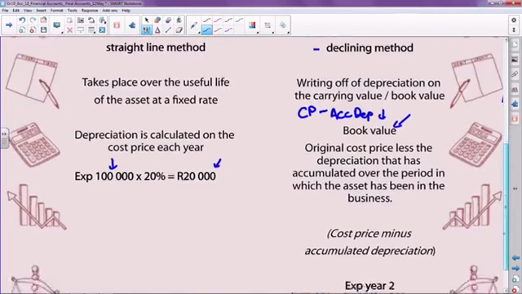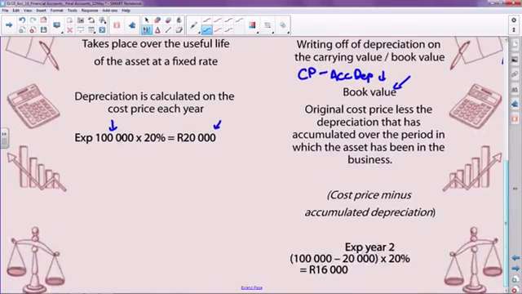Now, just to show you a method, say for example year 2, and we're using the same cost price for equipment, a cost price of 100,000. In the previous year, so therefore for year 2, we need to now calculate depreciation. The previous year we lost 20. How much is your book value? Your book value will then be 80,000, as you can see. And then 80,000 times 20% will give you your depreciation for the year.